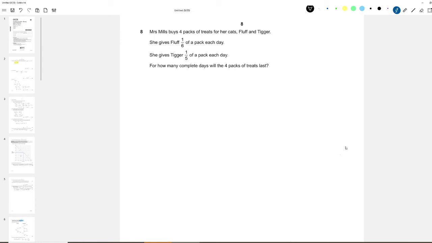Question 8. Mrs. Mills buys 4 packs of treats for her cats, Fluff and Tigger. She gives Fluff 1/6 of a pack each day. She gives Tigger 1/5 of a pack each day. For how many complete days will 4 packs of treats last?